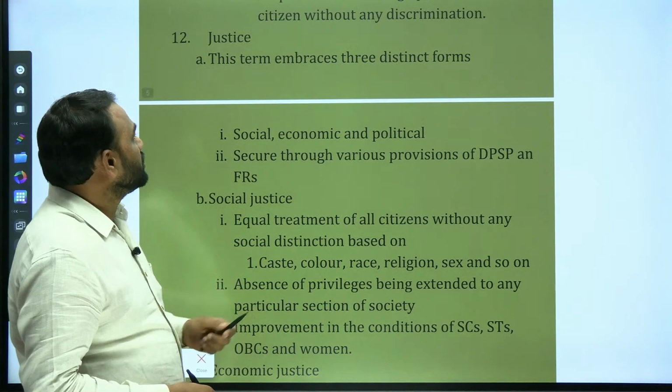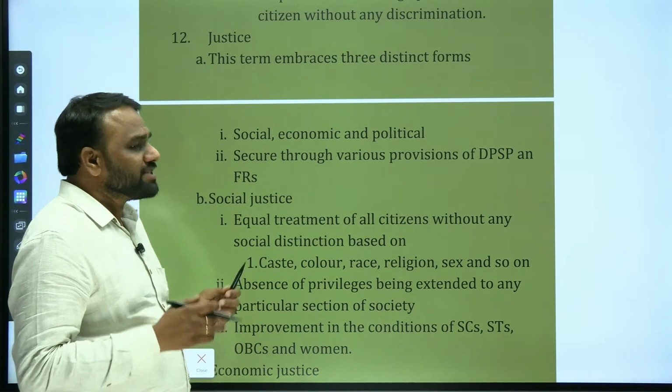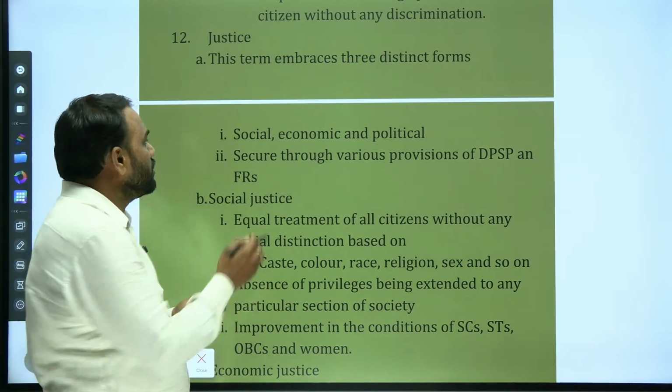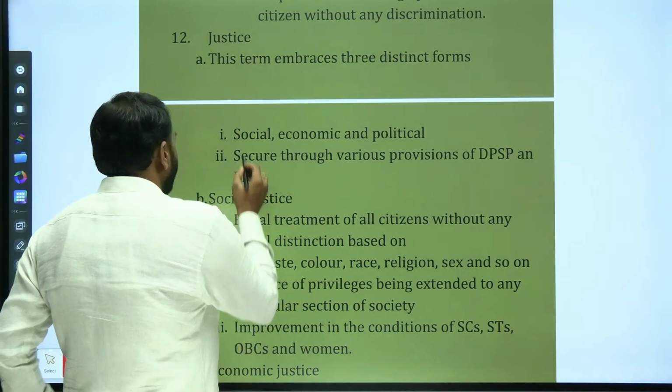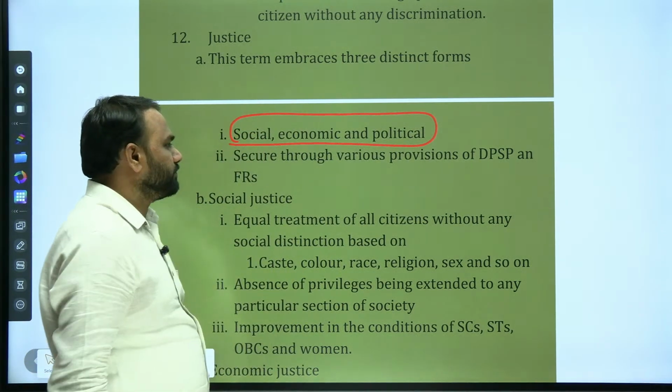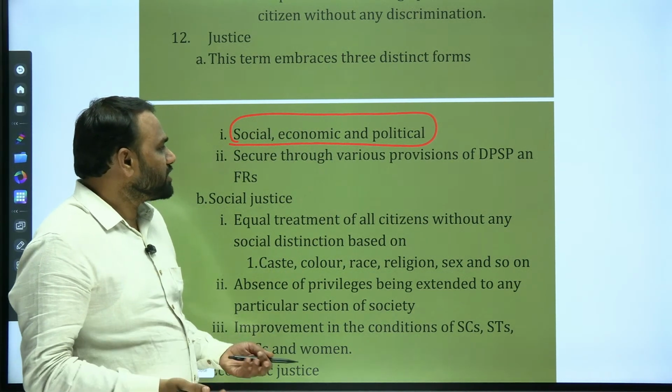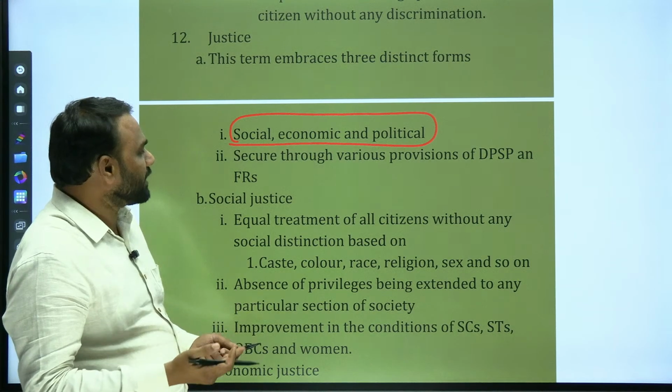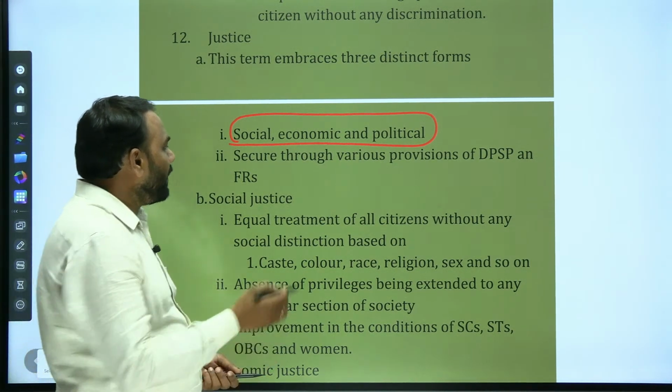Next, justice. So when we say justice, we have already seen: social, economic and political. Our preamble speaks about three different types of justice: social, economic and political. Okay. So what is social justice? What is economic justice? We shall see later on. So how are they secured?